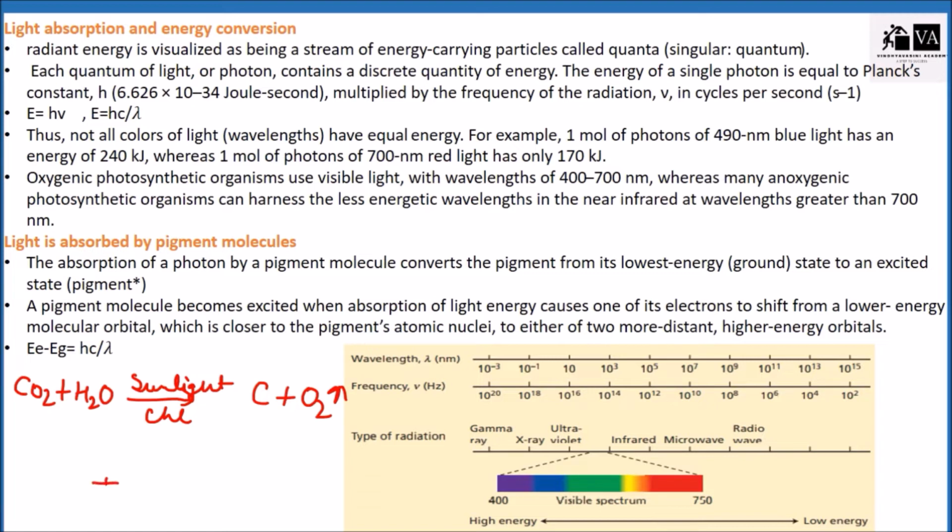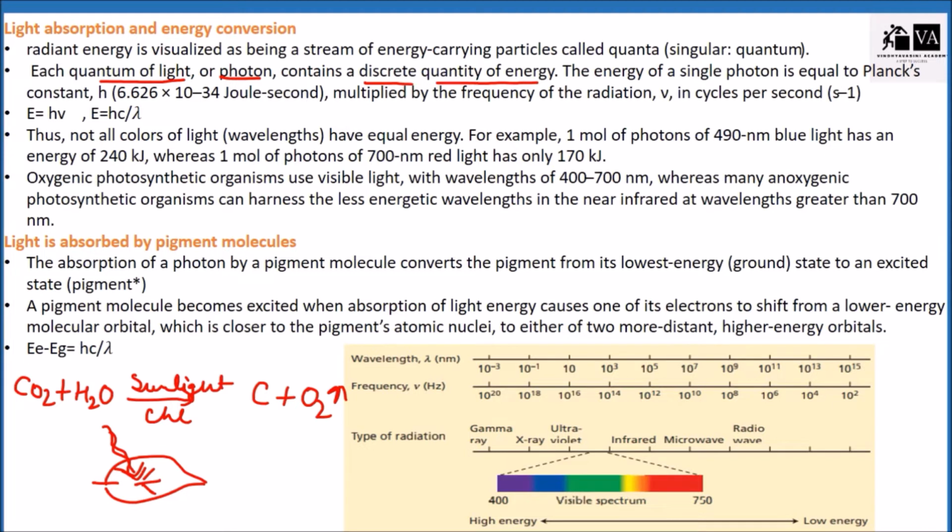So the light energy which falls on the surface of the leaf is in the form of photons, or we can say quanta of light. So what is this photon? A photon is a discrete quantity of energy. This discrete quantity of energy in the form of photons falls on the surface of the leaf.